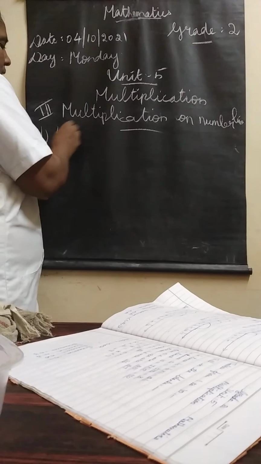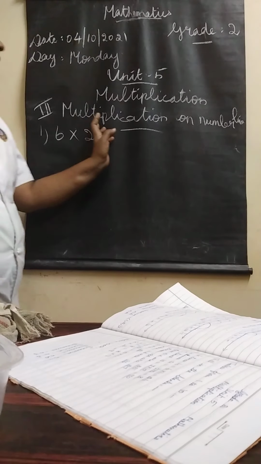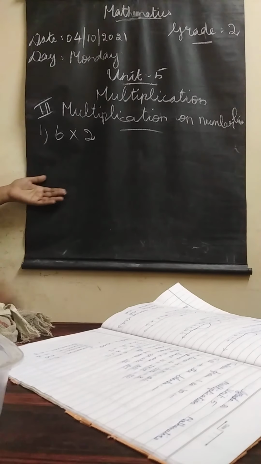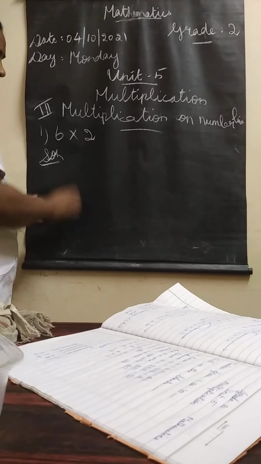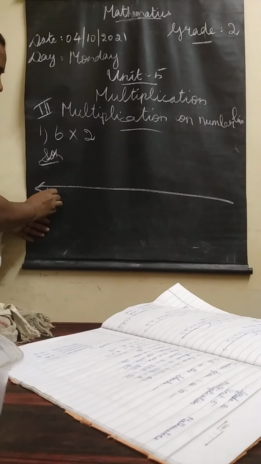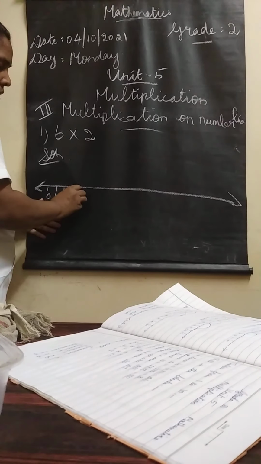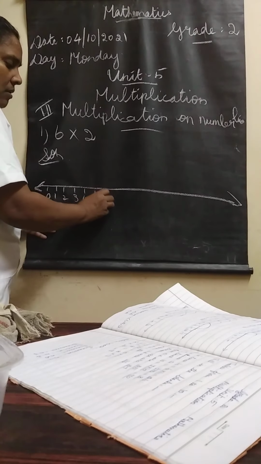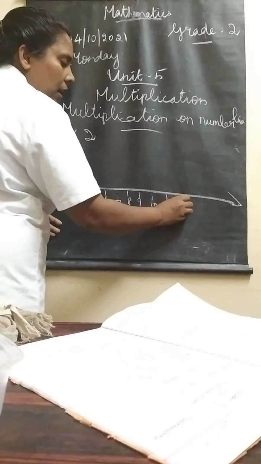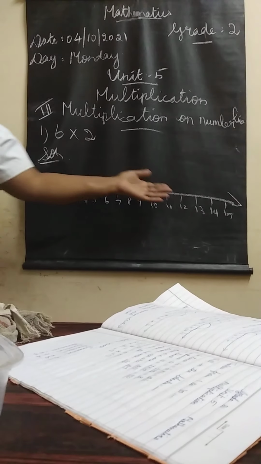Listen to the first question. 6 into 2. This is the question. What is the heading? Multiplication on number line. So here we need a number line. Shall we draw the number line? Listen, a number line means you should start from 0. 0, next 1, 2, 3, 4, 5, 6, 7, 8, 9, 10, 11, 12, 13, 14, 15. According to our wish, we can write the numbers.